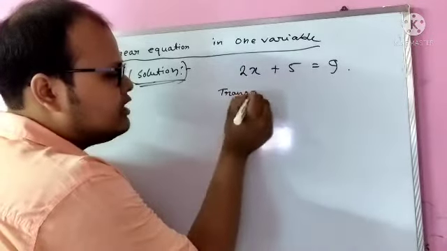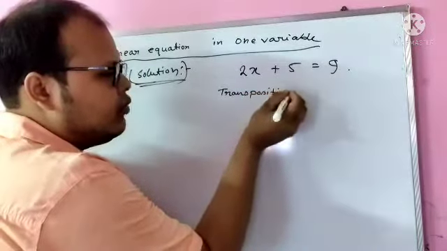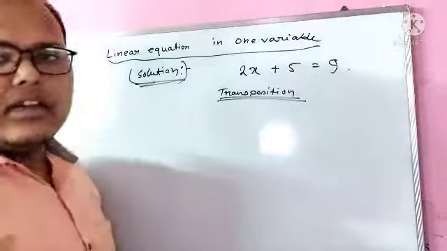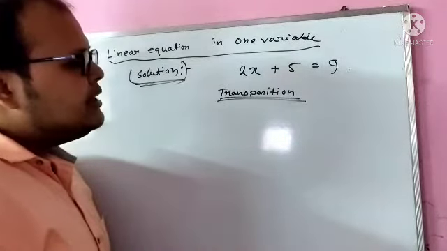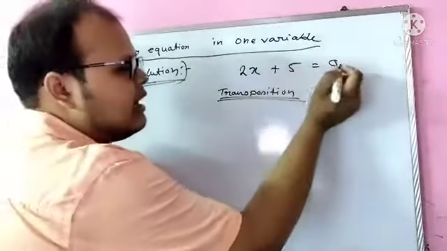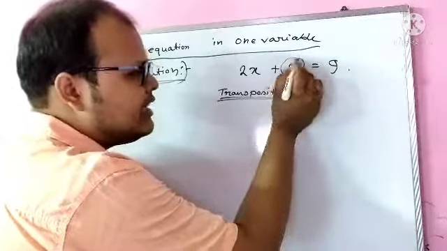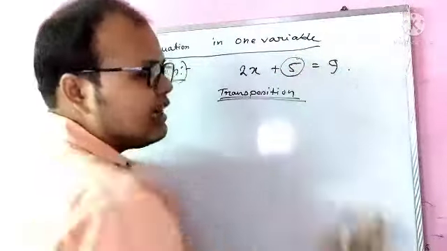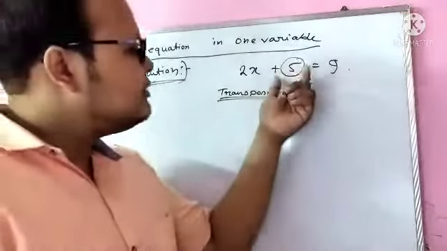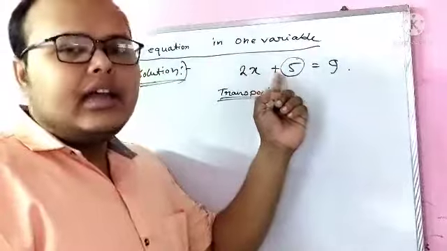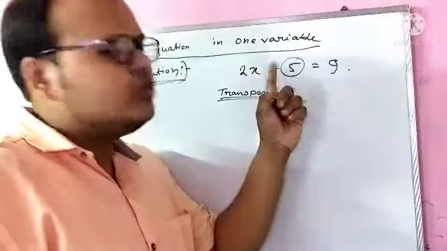Okay, transposition. Now what is called transposition? Transposition means whenever one digit goes to the other side of the equality, that sign should be changed.